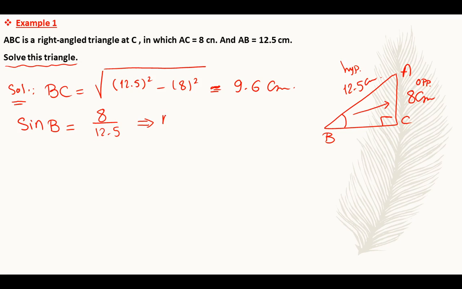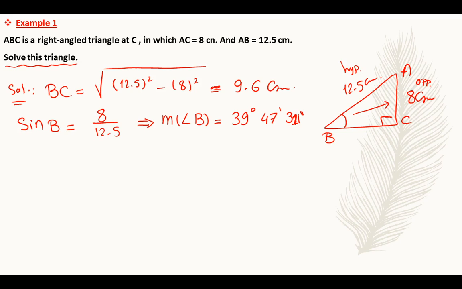By using calculator, you can find measure of angle B. And you can notice that in the triangle ABC, A and B are two acute angles. So A and B are lying in the first quadrant. So by using your calculator, you can find that measure of angle B will be equal to 39 degree, 47 minutes, and 31 seconds.